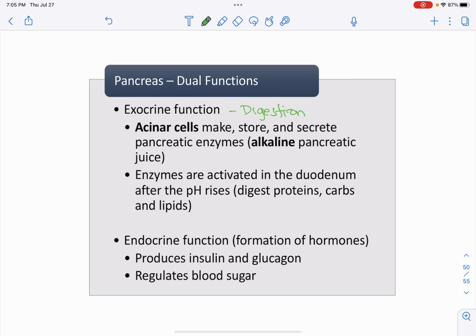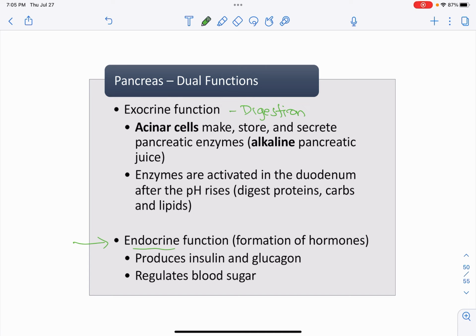One of them is an endocrine function, which is formation of hormones. I'm going to give you the very basics on this particular role. You will learn more about it in physio, but I want you to at least understand that the pancreas does have two roles, and please know what those two roles are.